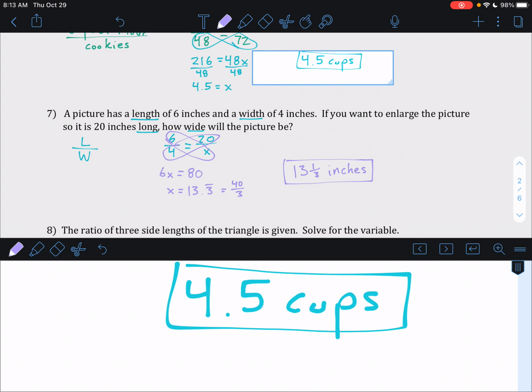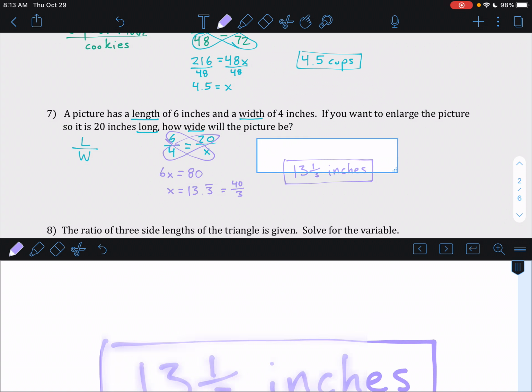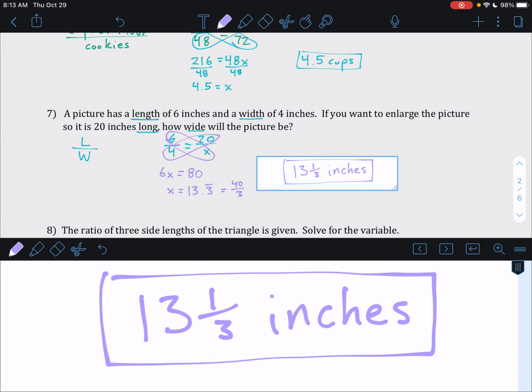On the last one, I could have written this as 4.5 cups, and I would probably say it verbally like 4.5 cups if I was talking about a recipe. But 4.5, everybody understands that. This one, 13.3, I would just say 13 1/3. Okay.